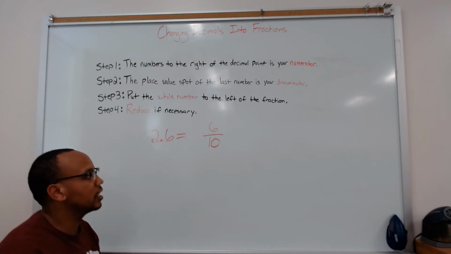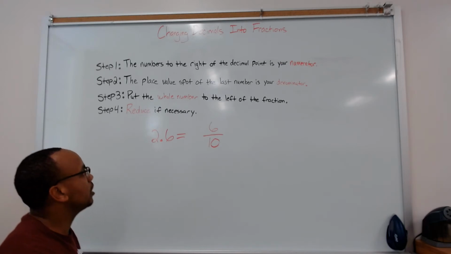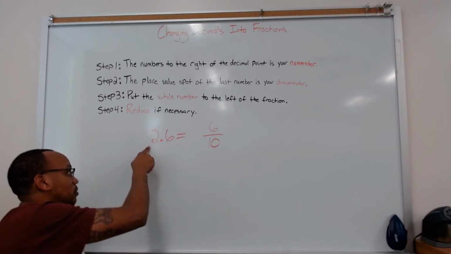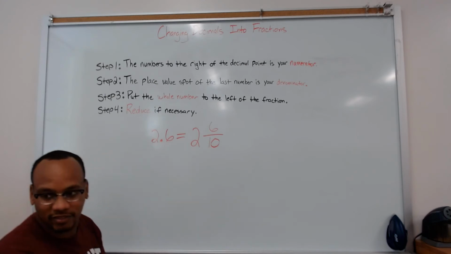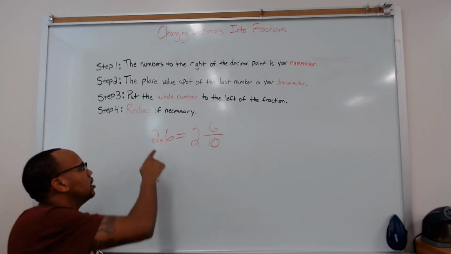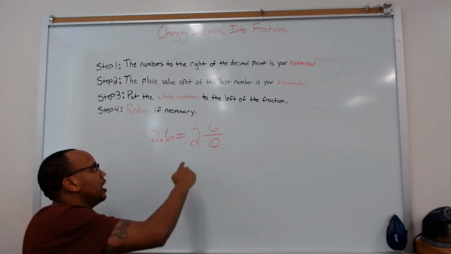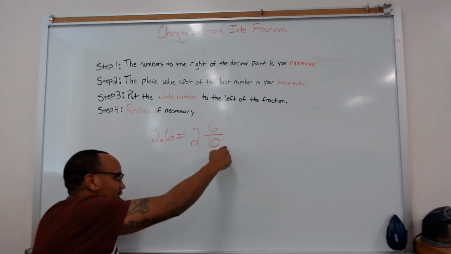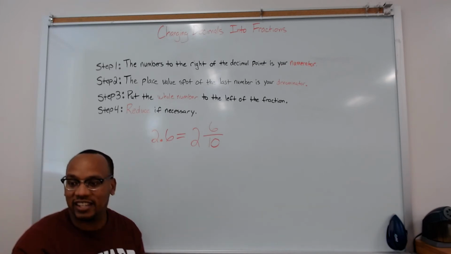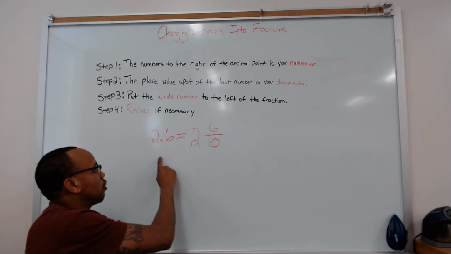Now, step three, put the whole number to the left of the fraction. My whole number is to the left of the decimal, so it has to be to the left of the fraction as well. Now, right here, you say, oh, okay, Mr. T, that makes sense. 2 and 6/10 is equal to 2 and 6/10. It's like Spanish and English, manos and hands. Same thing, just two different languages. Same value, just two different forms.